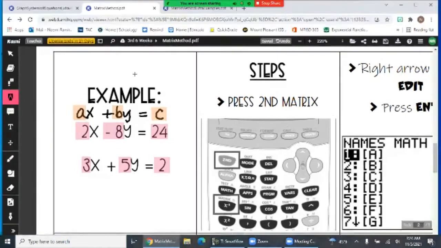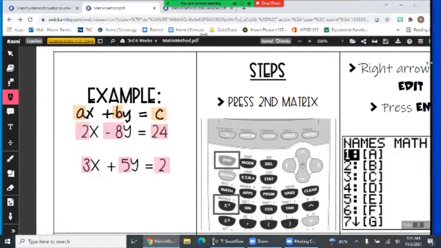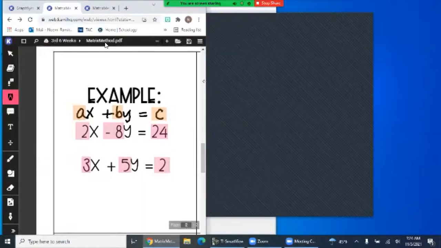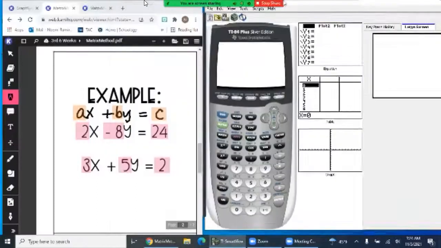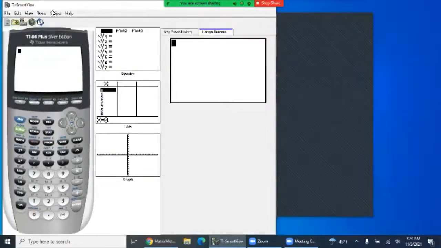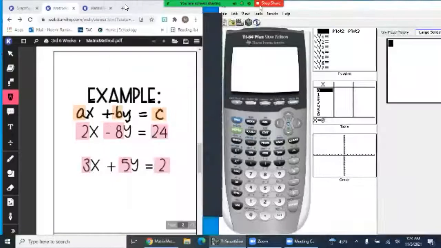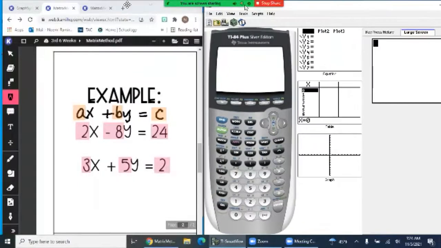And I'm going to be going through this with you on my own calculator. So I'm going to make the screen a little smaller and pull up mine. I made sure to reset it that way, so you see how it looks from beginning to end.